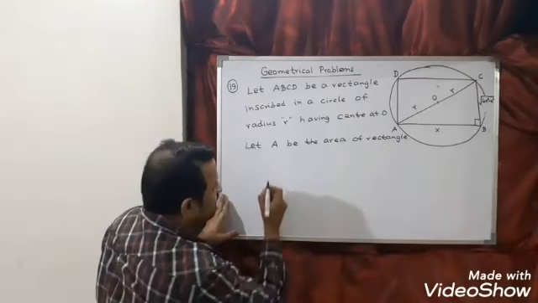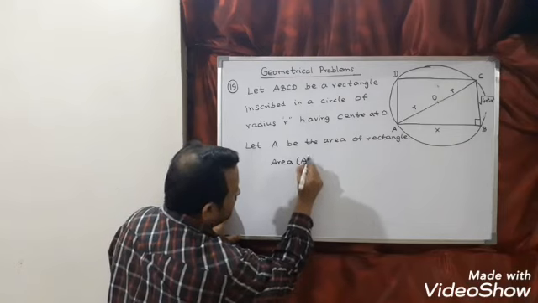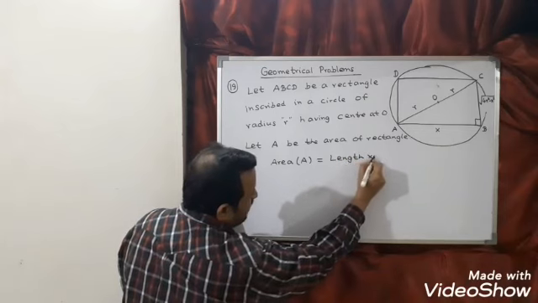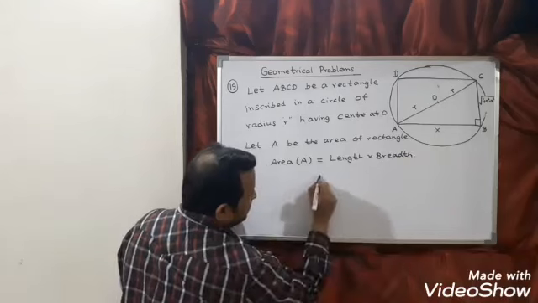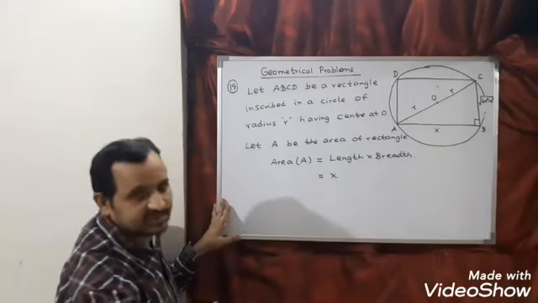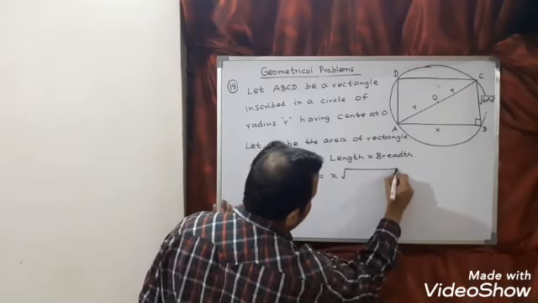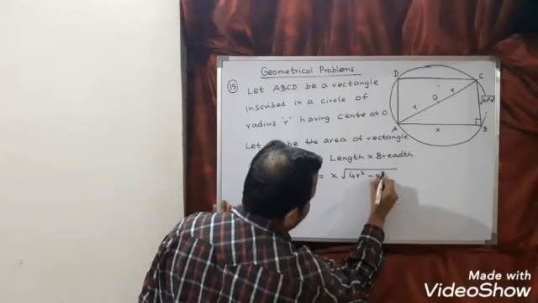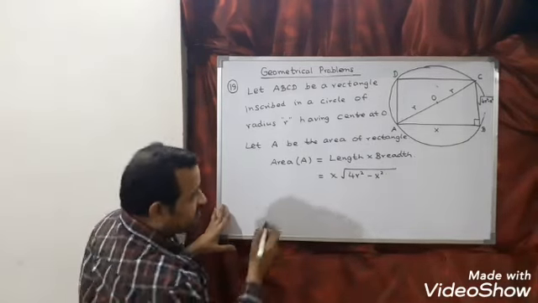So what is the formula to find area? Here I can say area A is equal to length into breadth. And what is length here? Length is nothing but X, and breadth is nothing but square root of 4R square minus X square. Right. Now we have to find the differentiation.